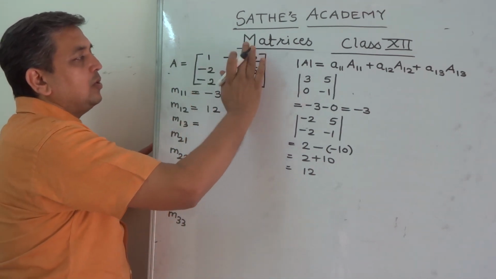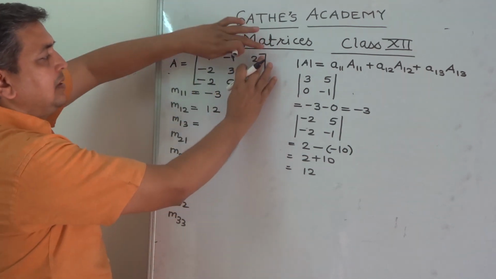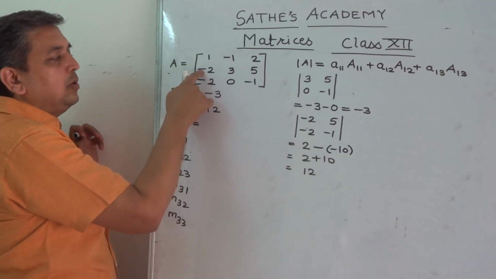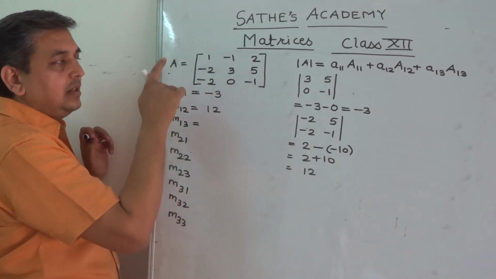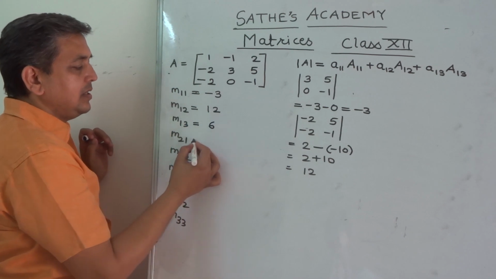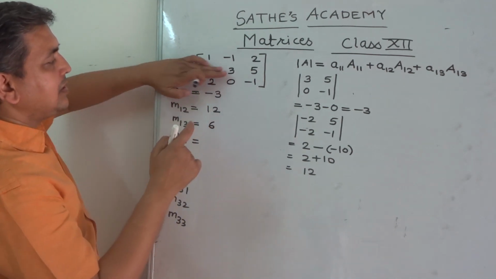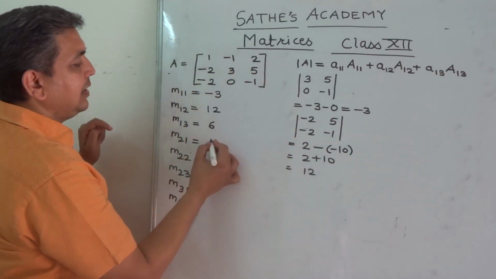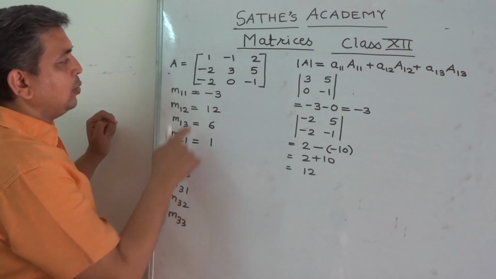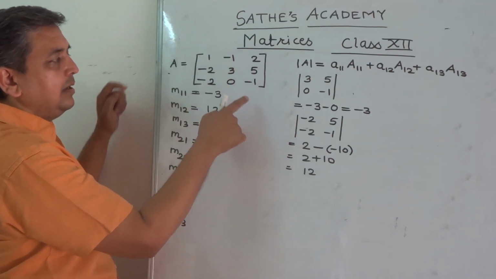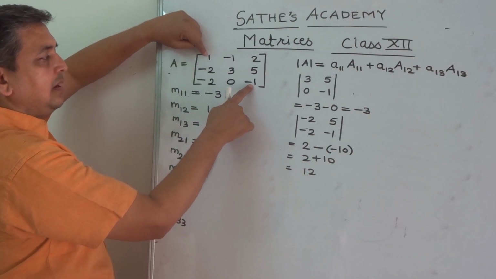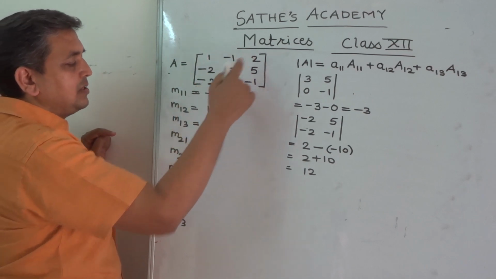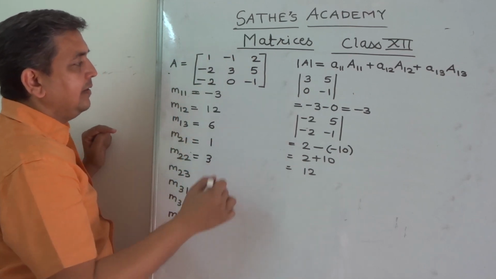M13, first row, third column. So we have to omit this and we have to solve this remaining determinant. What do we get? 0 minus of minus 6, that is plus 6. 0 plus 6 is 6. M21, second row and first column is omitted, so we get this minus this, that is 1. M22, second row, second column omitted, we get minus 1, minus of minus 4, that is plus 4. So minus 1 plus 4 is 3.